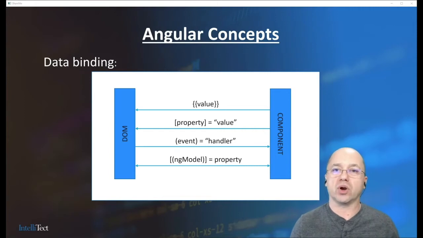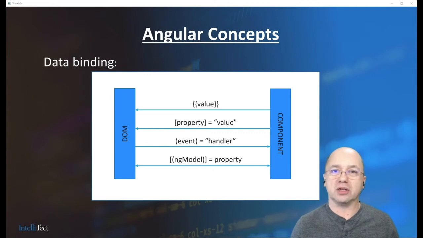The other way, if you want to bind from the DOM into the model, is you actually use the parentheses. And so you'll see something where there's an event that happens in the DOM, and then that's going to feed into a handler function that you have in the component. So that's going to go DOM to component. The first 2 were for component to the DOM.